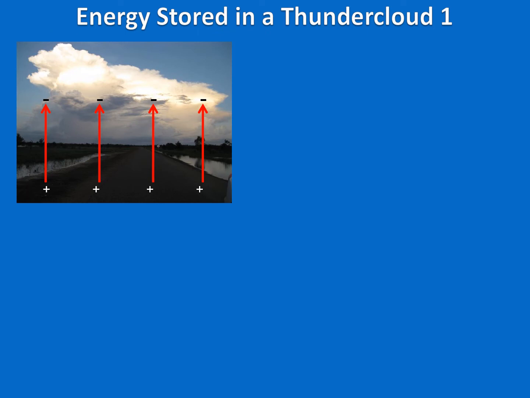We can apply the energy stored in a capacitor to energy stored in the thundercloud, because we can consider the thundercloud above as a parallel plate and the earth below as a plate as well. So you've got a parallel plate situation. So there are a pair of charged parallel plates, and we can calculate the energy stored.